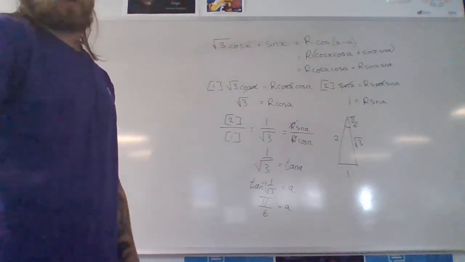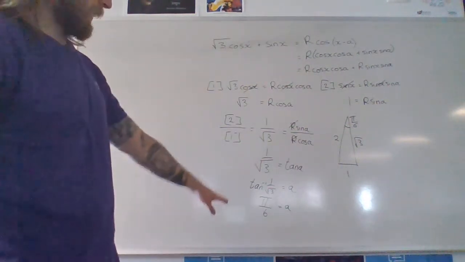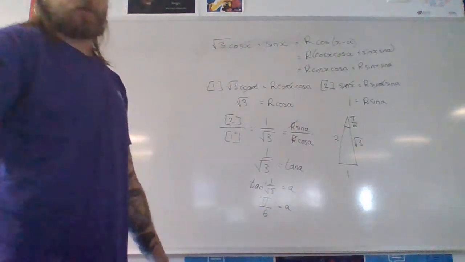Okay, just have a look at that. I'm going to need to wipe that off so I can keep working on the board, but that's where we're up to at the moment. Pi on 6 is equal to alpha.